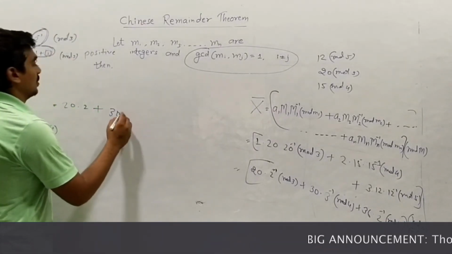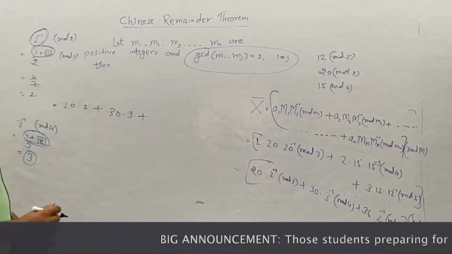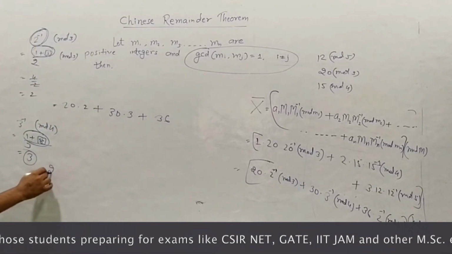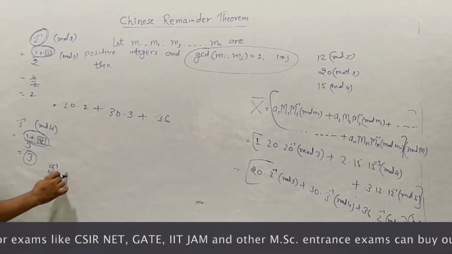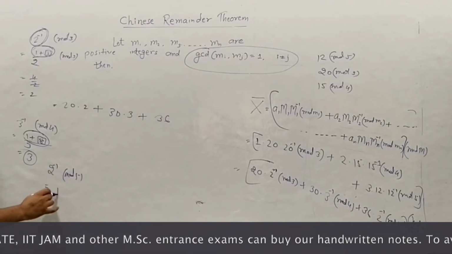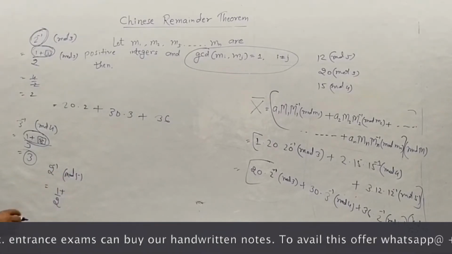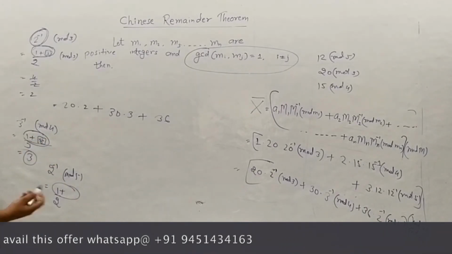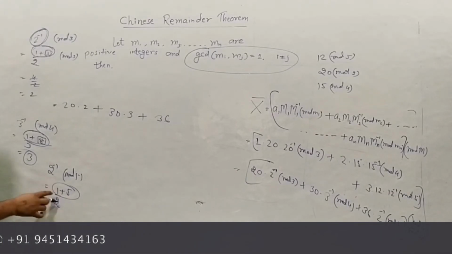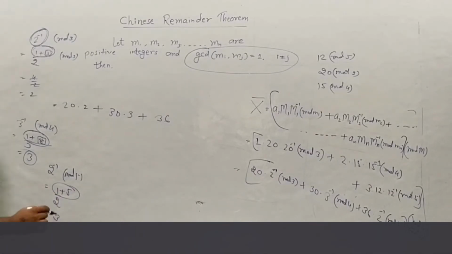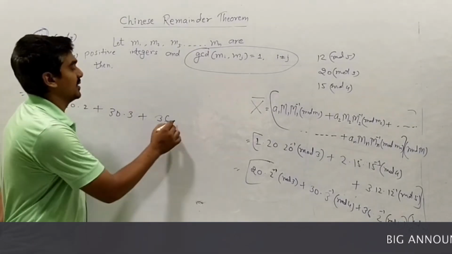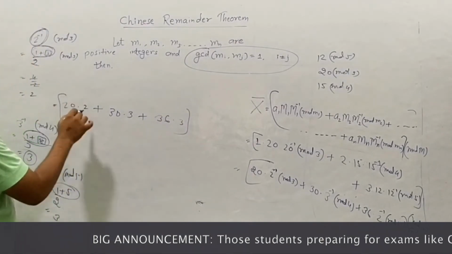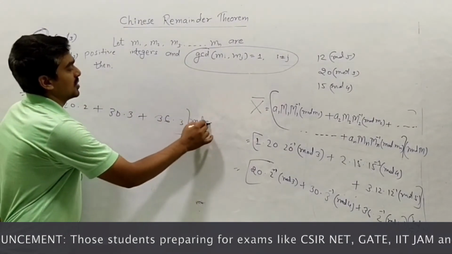Okay, so 30 into 3, plus next is 36 and 2 inverse. What is 2 inverse in modulo 5? So 1 by 2, add some multiple of 5 such that the whole term can be divisible by 2. That is 5 times 1, that is 5, 5 plus 1 is 6, 6 by 2 is 3. So 2 inverse can be written as 3, and the whole term is taken over mod 60.